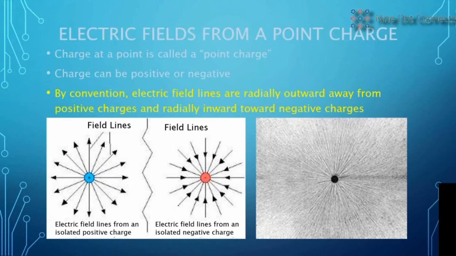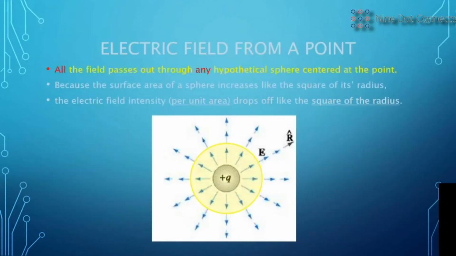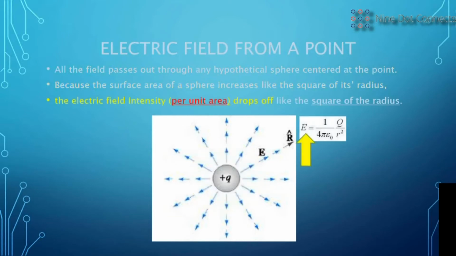So let's assume that we have a point and we have a field from it. And let's say that we position a sphere at the center of that point. All of the field lines that pass out from that point charge will pass through any hypothetical sphere centered at that point. Because the surface area of the sphere increases like the square of its radius, then at any distance the field intensity per unit area drops off like the square of the radius.